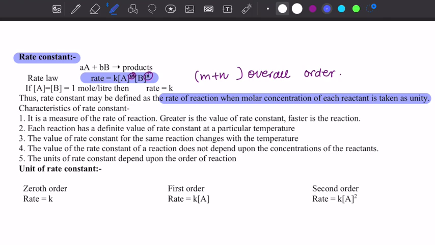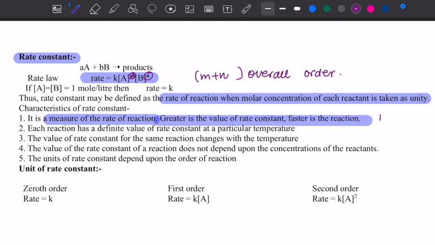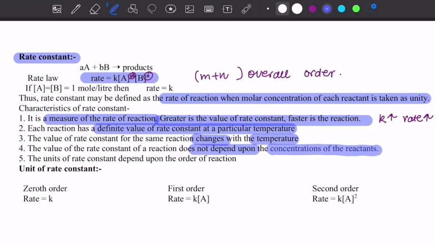Some characteristics of the rate constant to keep in mind are that it is a measure of the rate of the reaction. If the rate constant is higher, then the rate is also higher. Each reaction has a particular value for the rate constant, and this value is dependent on temperature. So if you change the temperature, then the rate constant also changes. However, the rate constant is not dependent on the concentration of the reactants. The unit of the rate constant depends on the order of the reaction. Now, this thing is important to pay attention to.